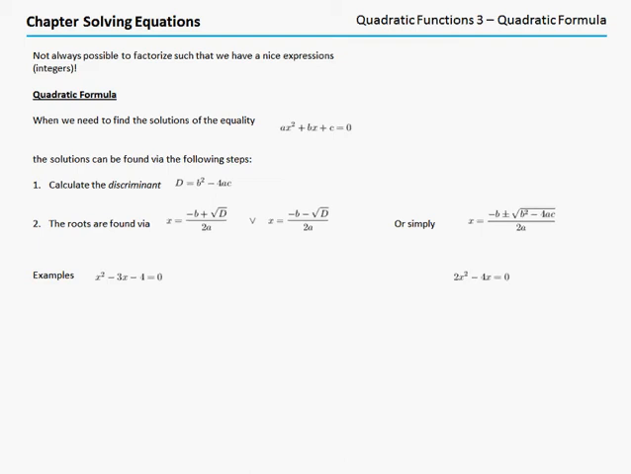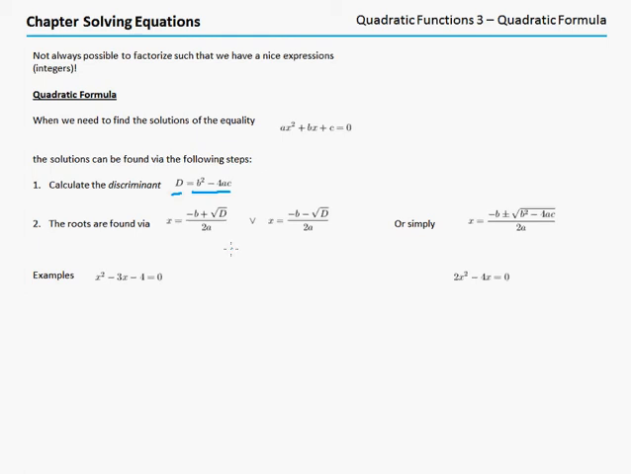And there are basically two steps when you use the quadratic formula. If you want to find the solution of an equality ax squared plus bx plus c is equal to 0, then you can use the two-step procedure. First of all, you calculate the discriminant, which we call d, and d is equal to b squared minus 4ac.